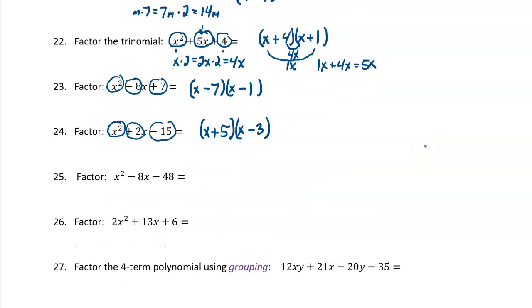Number 25, this is a trinomial, so it factors using the double set of parentheses. X times x is the x squared. Negative 12 times positive 4 is negative 48. And negative 12 plus the positive 4 is negative 8.